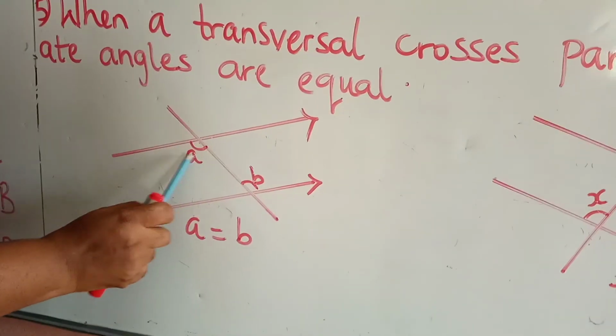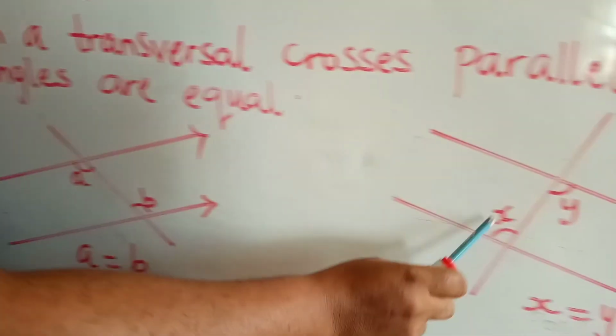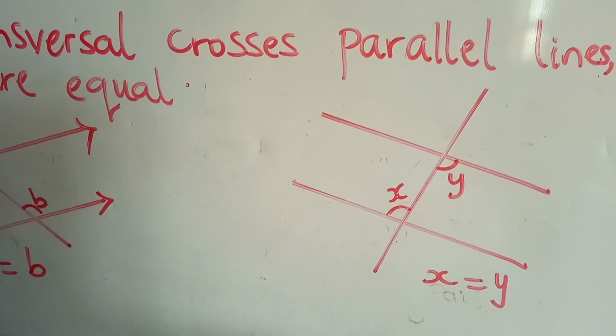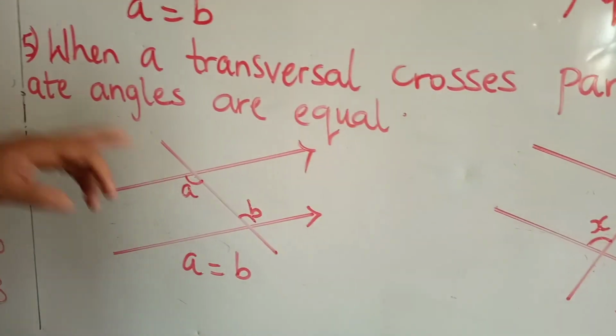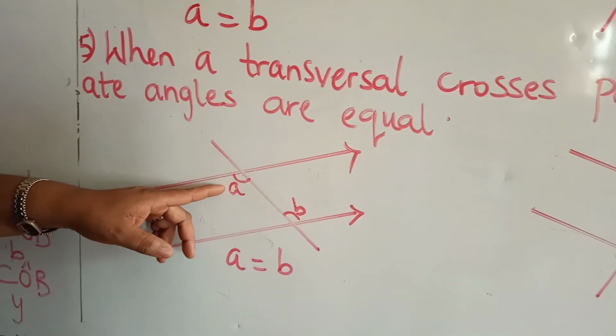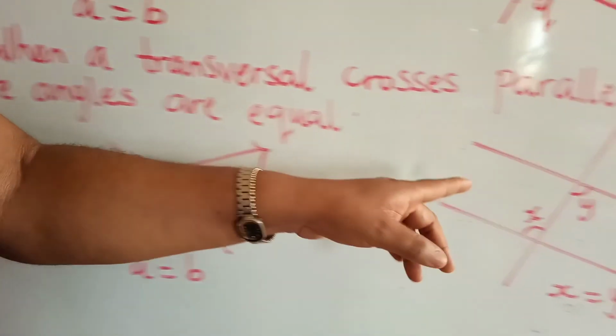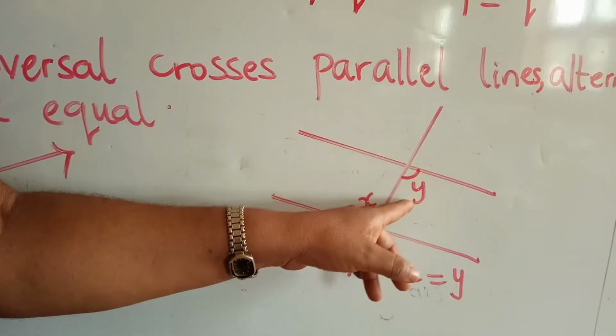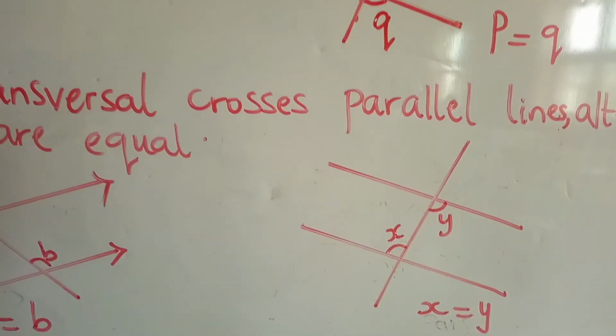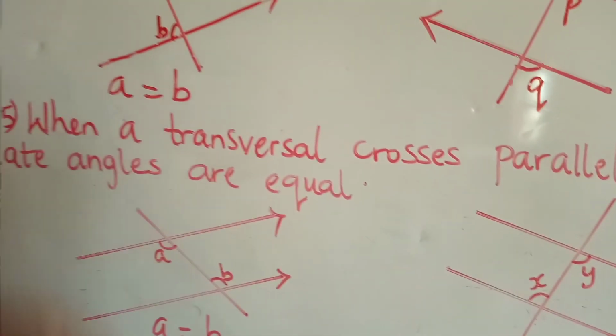That's why you have A equal to B here. You also have here X equal to Y. That is it. In essence, if you have 30 degrees here, automatically here becomes what? 30 degrees. If you have here 50 degrees, here becomes what? 50 degrees, because alternate angles are always equal.